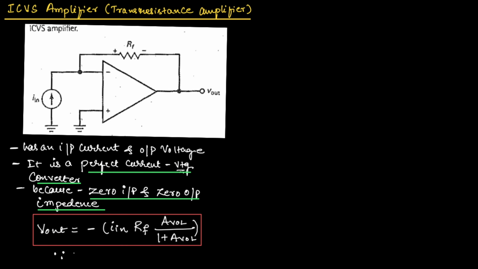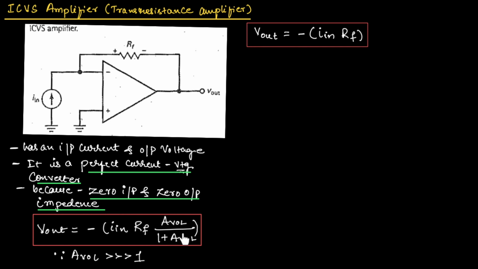Since AVOL, which is open loop voltage gain, will always be greater than 1, we can approximate the above equation as V out is equal to minus of I in multiplied with RF. Since AVOL is always greater than unity, we can approximate this equation as minus of input current multiplied with feedback resistor. So here the negative sign indicates 180 degree phase shift at the output.